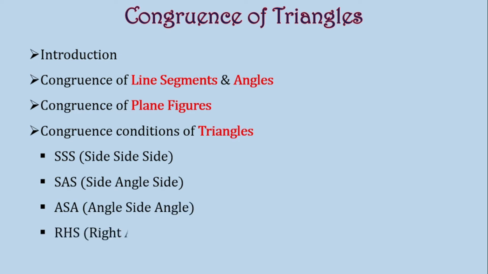First is SSS, meaning side side side. Second one is SAS, side angle side. Third is ASA, angle side angle. And fourth is RHS, which stands for right angle hypotenuse side.